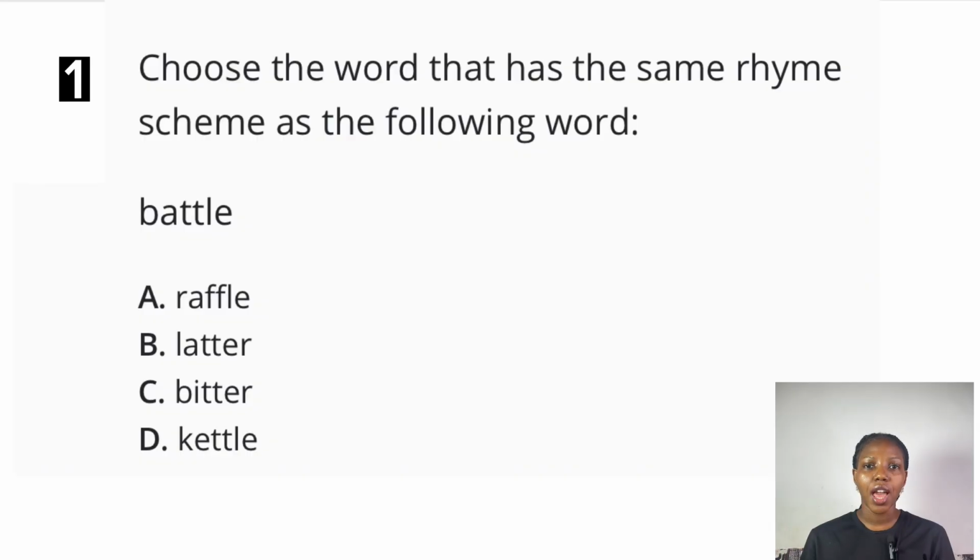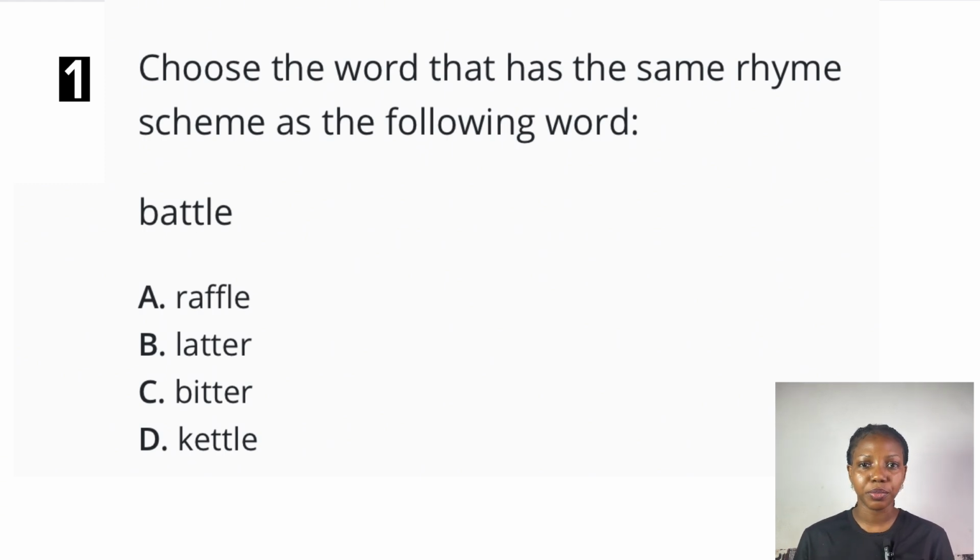So in today's video, we are going to be tackling the JAMB CBT past question for the subject English Language, Year 2023. So let's get right into it. We are going to be tackling question 1 to 20, so let's start with question 1. Choose the word that has the same rhyme scheme as the following word. The word is battle. Option A raffle, option B latter, option C beta, option D kettle.